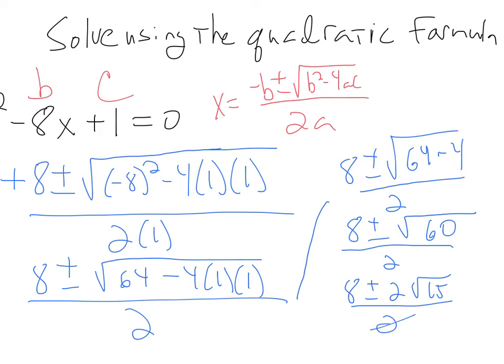And then that 2 cancels out the 8 and that 2 there, so that's going to leave me 4 plus or minus root 15 over 1, which we don't have to worry about. And that's what we got on that other one we did by completing the square.